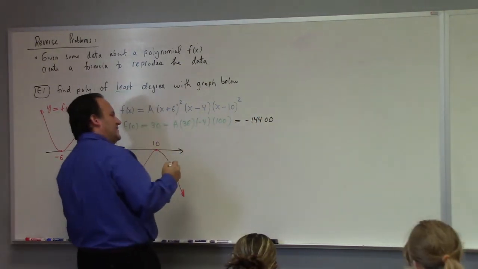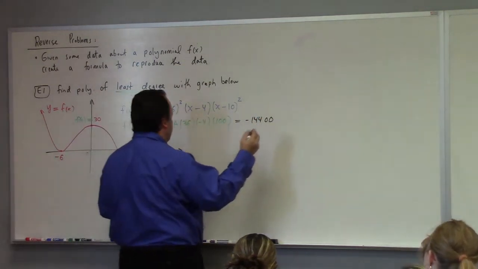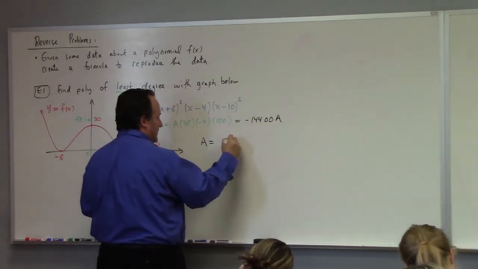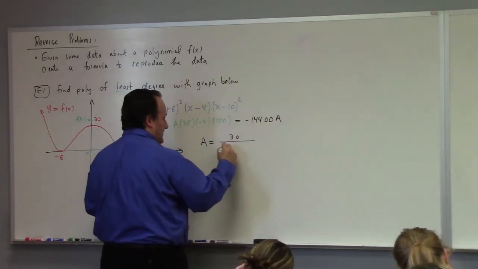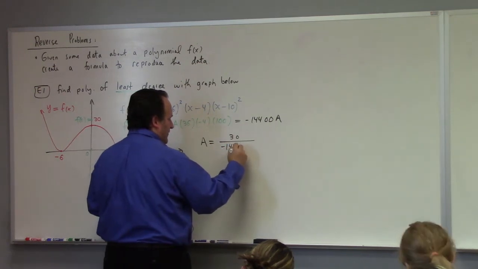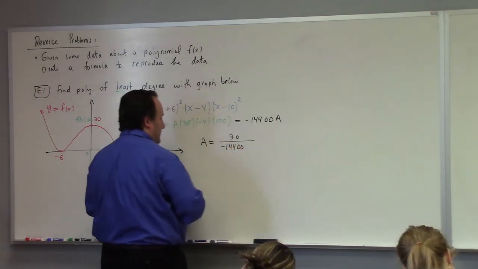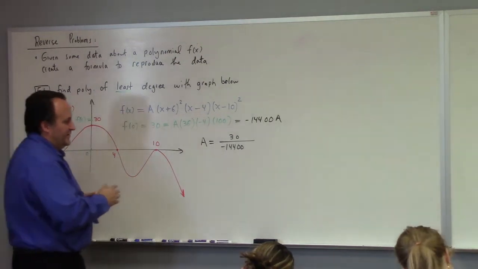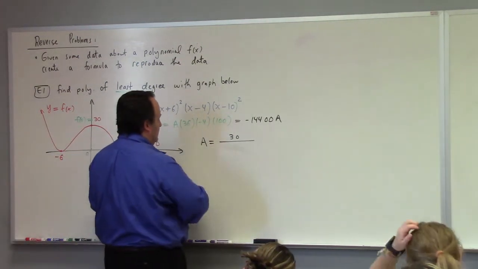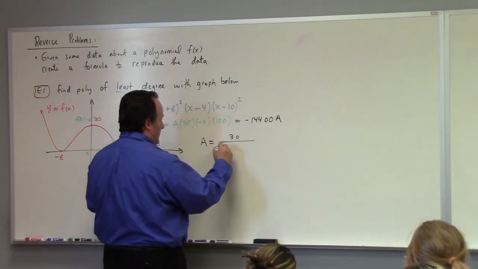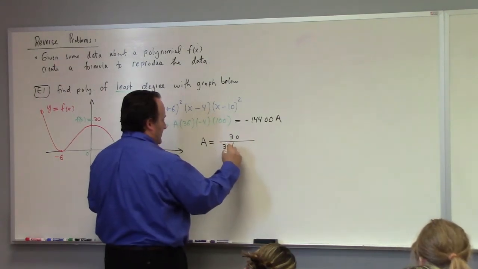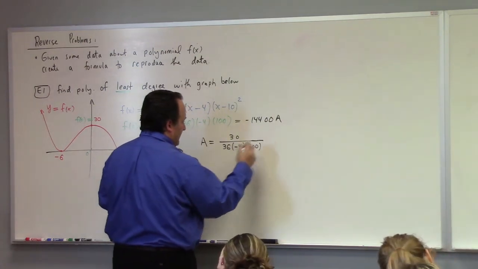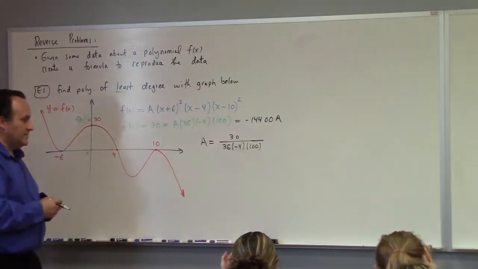Wait a minute. No, minus, I should say 14,400. Anyway, the point here is a is equal to 30 divided by minus 14,400. And I think I probably should have not multiplied it out, right? It would have been smarter if I just left it as 36 times minus 4 times 100, right? Because then I could have simplified the fraction better.